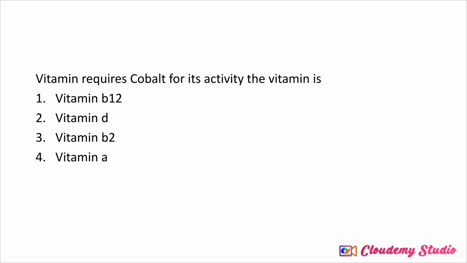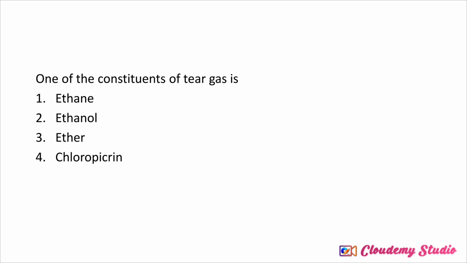Which vitamin requires cobalt for its activity? The vitamin is vitamin B12, vitamin D, vitamin B2, vitamin A. That is vitamin B12. One of the constituents of tear gas is ethane, ethanol, ether, and chloropicrin. That is chloropicrin.